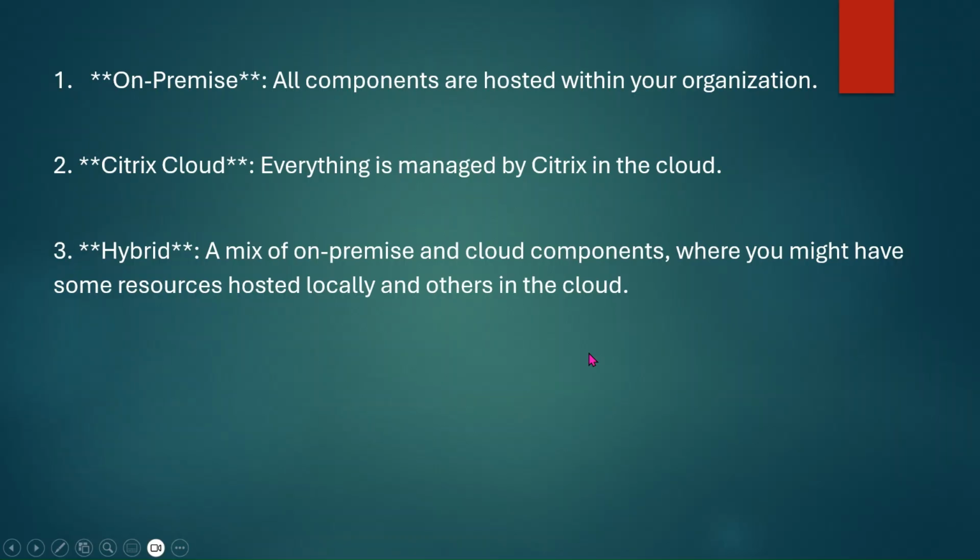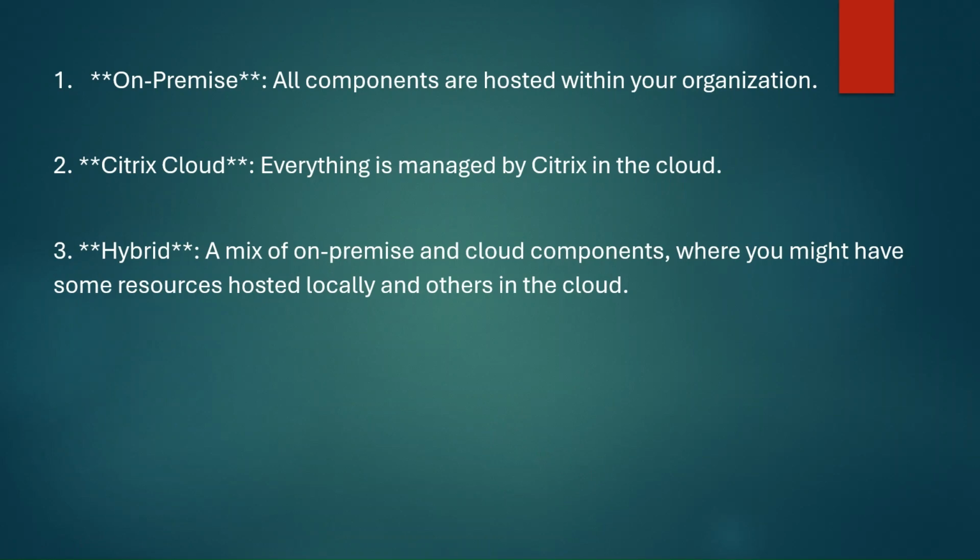To summarize everything, what kind of Citrix environment do we have in our current world? We have three different types of environments. One is on-premise, where all your components, your DDC, your StoreFront, everything is hosted within your organization. The next one is Citrix Cloud, where everything is managed by Citrix in the cloud, specifically the access layer and the control layer. The third one is the hybrid environment, a mix of on-premise and cloud components, where you might have some resources hosted locally and others in the cloud. This is the most common environment used in current organizations.